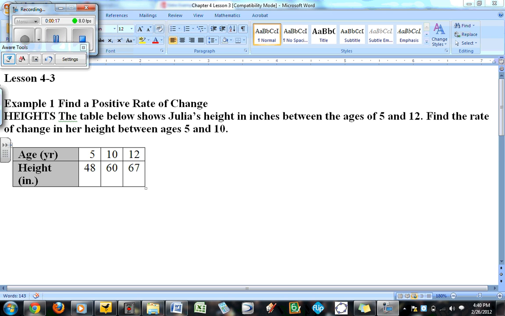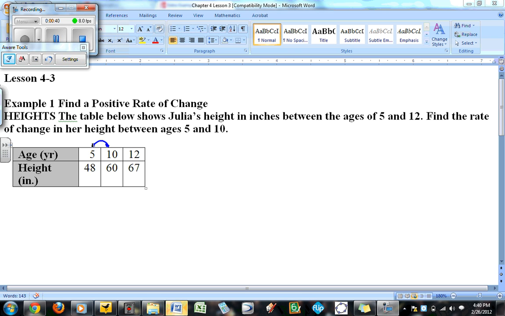So this first example says, find a positive rate of change. That just means that it's going in the positive direction. It's getting bigger. It says the table below shows Julia's height in inches between the ages of 5 and 12. Find the rate of change in her height between ages 5 and 10. So we want to find her average rate of change from when she was 5 to 10 years old.